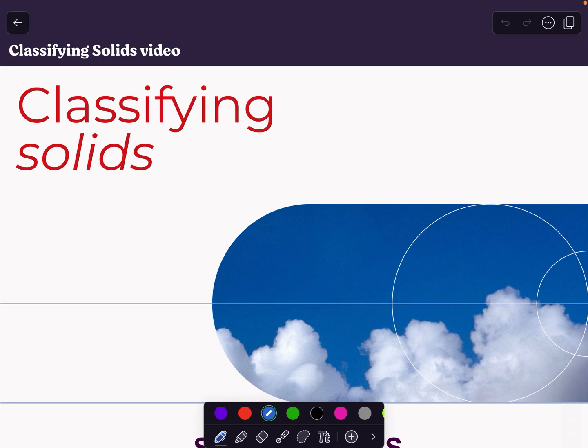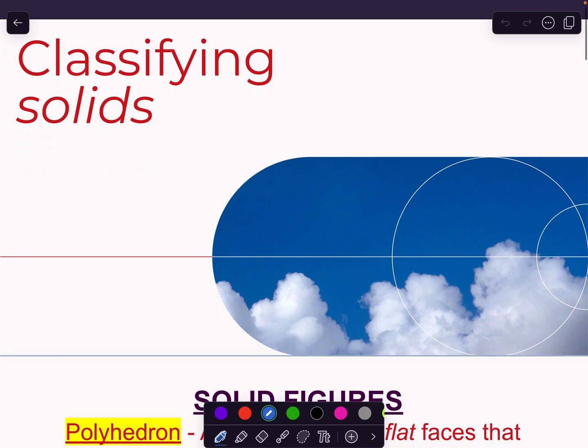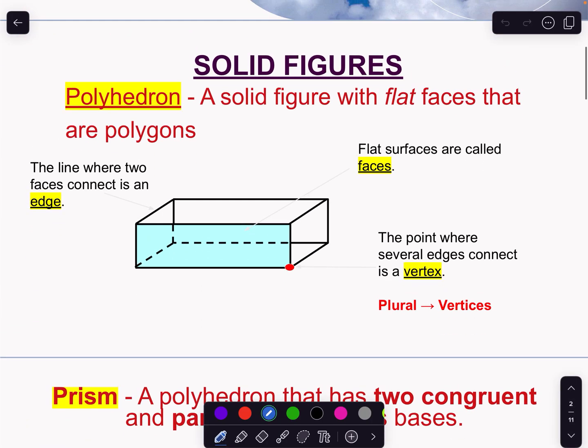Hey everybody, just a short video today on classifying solids. This one's really vocab heavy, so there's not a whole ton of math we're going to do here, calculating wise. We're just kind of focusing on understanding the words and the vocab.